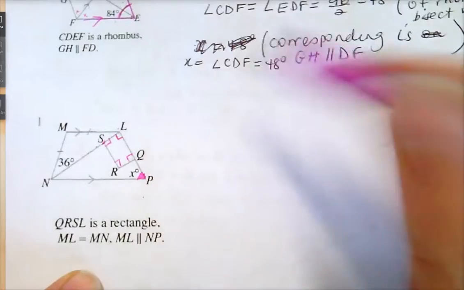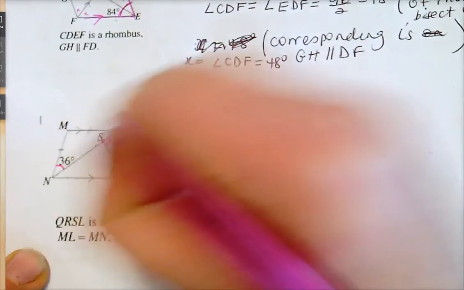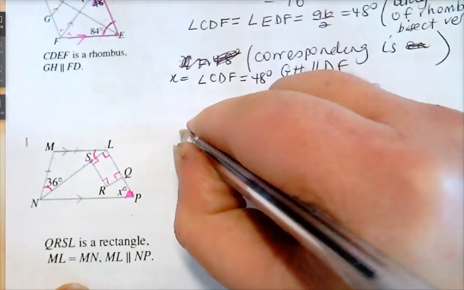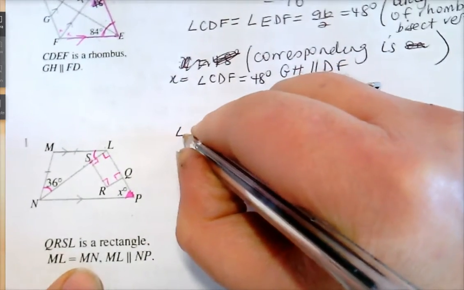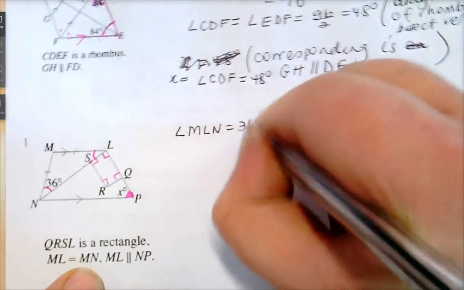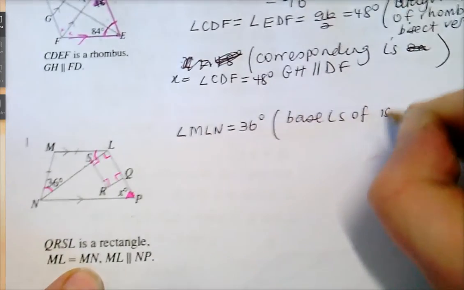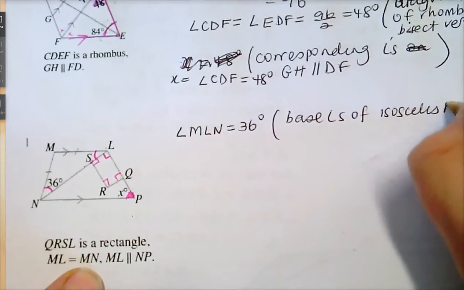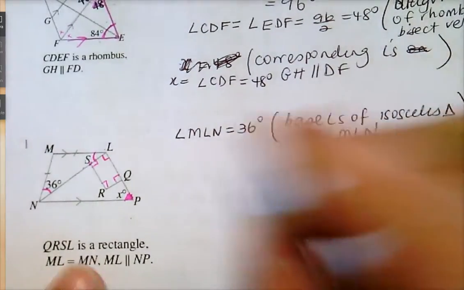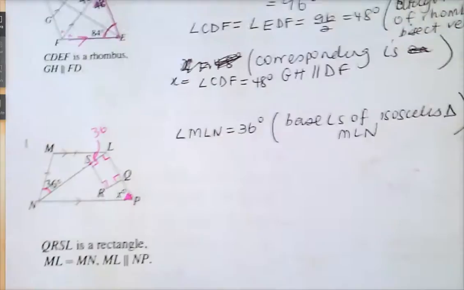Now, what you can do first is this angle here, 36, equals that one there. So we've got angle MLN is equal to 36 degrees. Reason, base angles of isosceles triangle MLN. So we've got that angle in there is 36. So that's good.